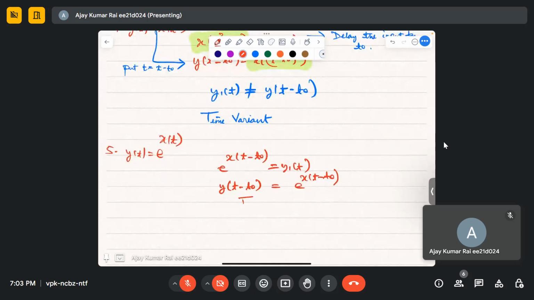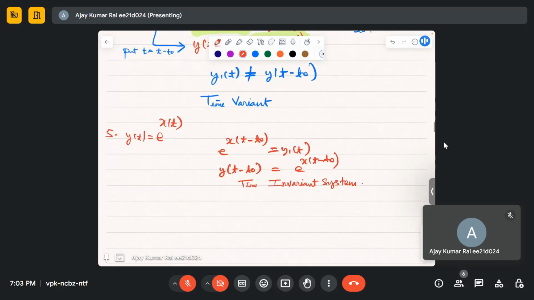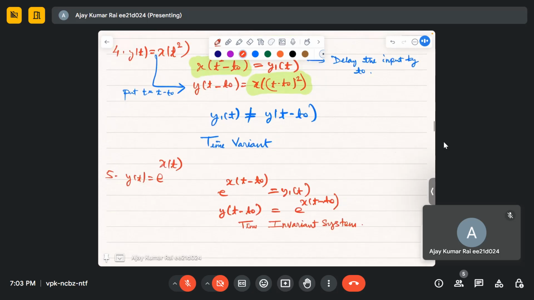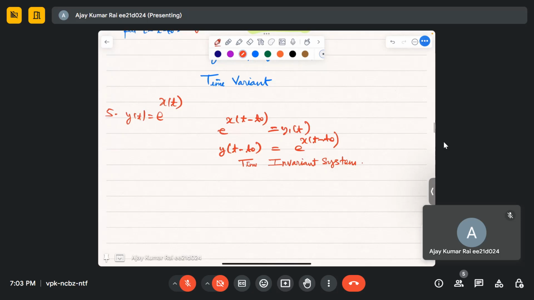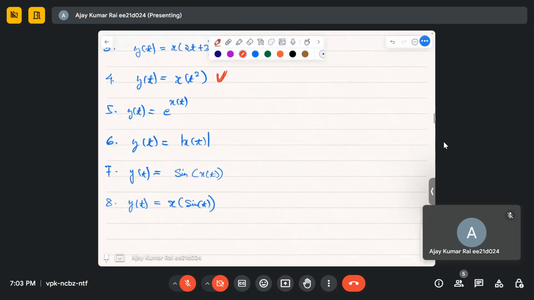Time invariant system. We have not yet found out whether this system is linear or not. You can just use whatever we have studied previously when finding out whether a system is linear or not. Just do the analysis for this particular thing and you will find out whether the system is linear or not. But we have found out this system is time invariant. Fifth one.